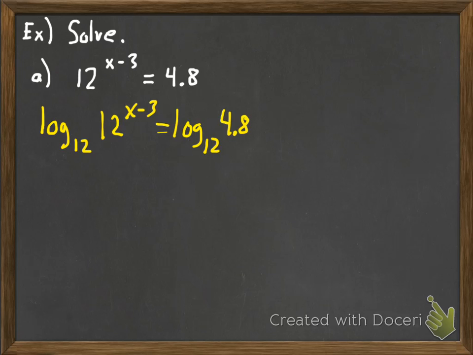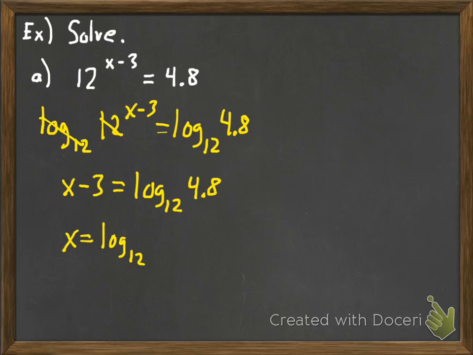And of course, then the log base 12 cancels out with the 12, leaves you with x minus 3 is equal to log base 12 of 4.8. And then we could add 3 to both sides in order to get x by itself. So x is equal to log base 12 of 4.8 plus 3. Okay, but I need you to see an alternative way of solving the same equation.